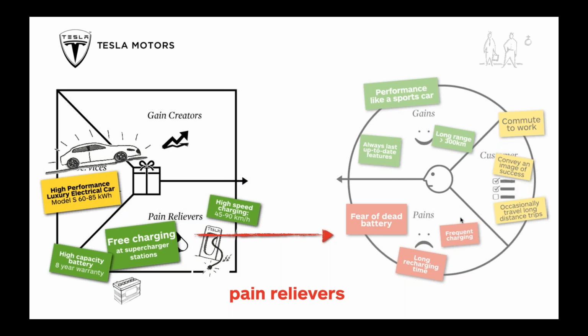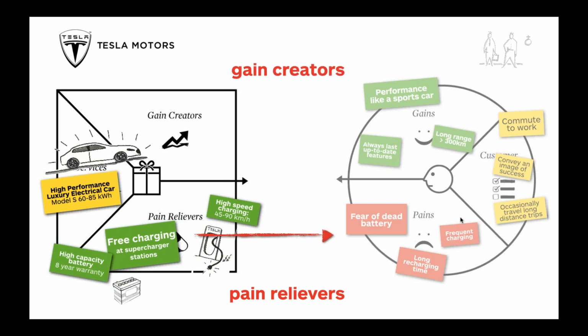These features, or these pain relievers, specifically connect to customer pains that they're really concerned about. So the features need to be able to provide those pain relievers which connect to the customer pains, which are related back to the job. So if I need to travel a long distance trip and I'm afraid of the fear of a dead battery, the fact that I get these supercharger stations along the way and there's huge capacity, that's great.